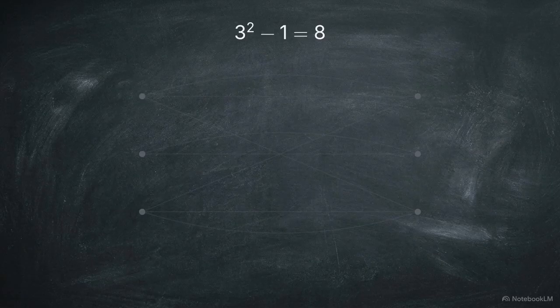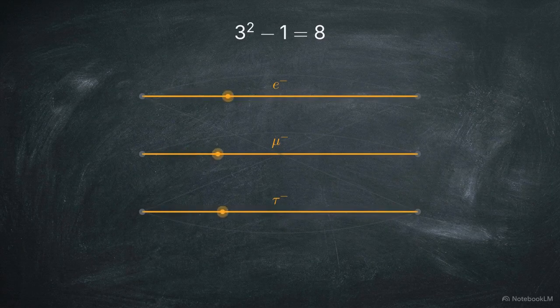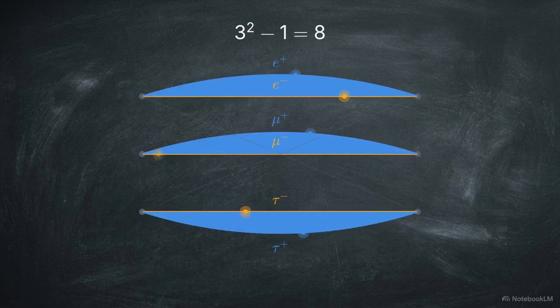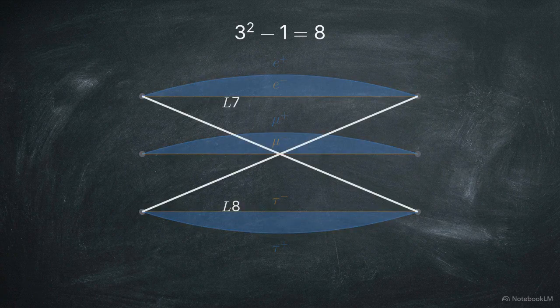The 3 direct channels in this network represent the known leptons, the electron, the muon, and the tau. The 3 reverse channels represent the positron, the anti-muon, and the anti-tau. In this geometry, antimatter is not a mirror image, but a distinct functional role carrying information in the opposite direction. This leaves 2 diagonal pathways, labeled L7 and L8. These are neutral states with no charge and no equivalent in the Standard Model.